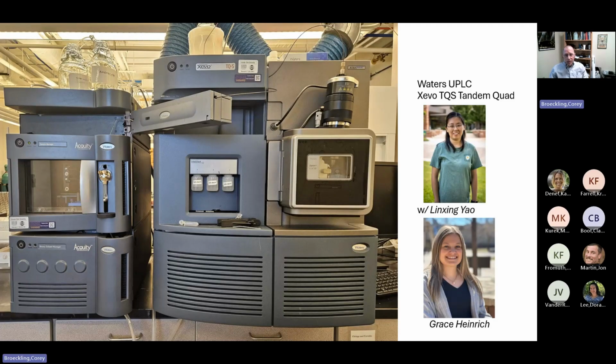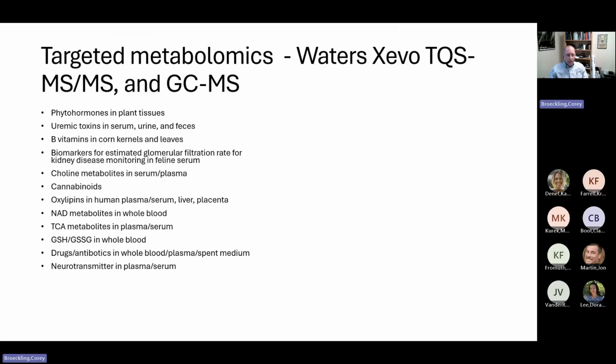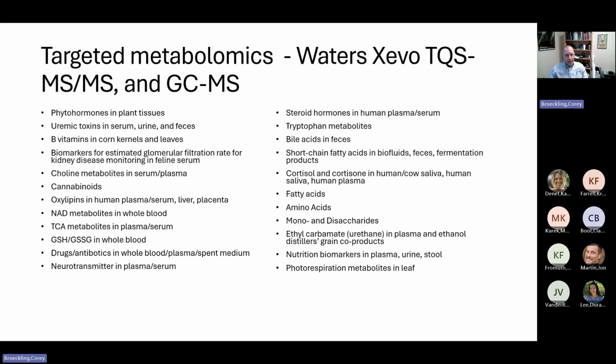And I'm not going to go into a lot of depth on any of these or tell any great stories, but I just wanted to highlight that there are many assays that Lin-Sing and Grace have developed over the years. These include phytohormones, B vitamins in grains, biomarkers for glomerular filtration rate, choline metabolites, cannabinoids, oxylipins, et cetera. That's about half of them. And then there's another one here. And there's more, actually. Some of these are very common: fatty acids, amino acids, mono and disaccharides. Some of them you can imagine are very specific.